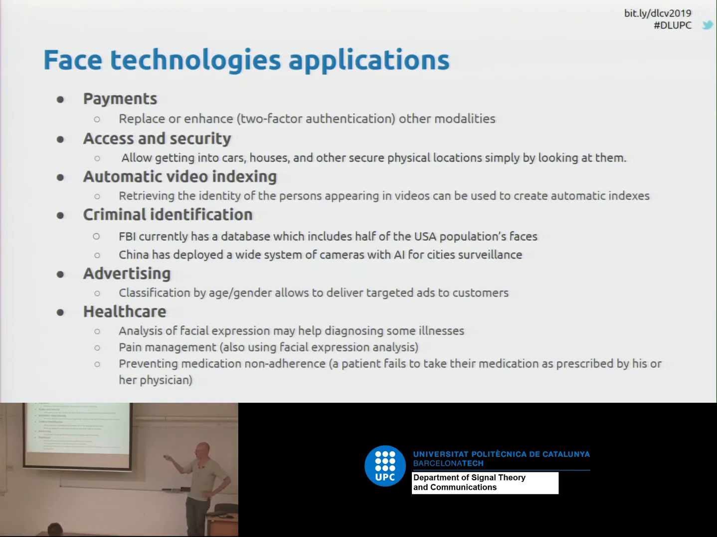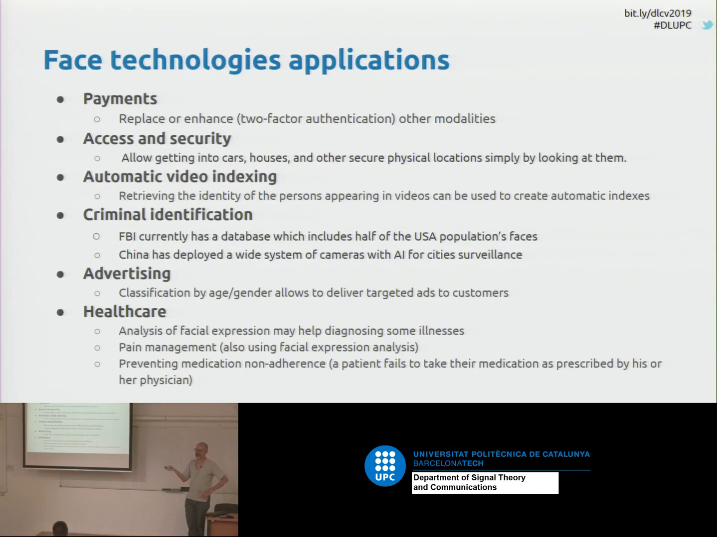There are also applications in criminal identification. For instance, if you read the newspapers, you will know that most administrations have efforts in this field. The FBI has a huge database covering half the population in the USA, and also in China there is a wide deployment of security cameras to make surveillance of the population.